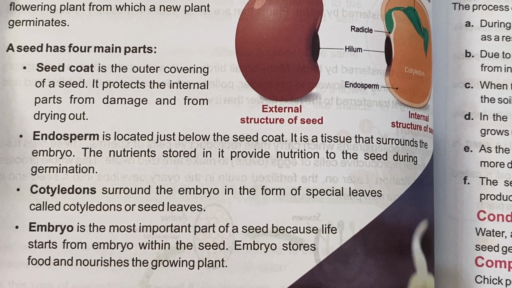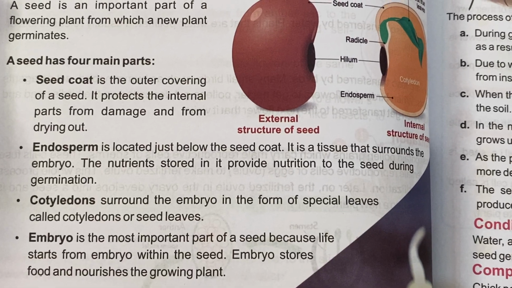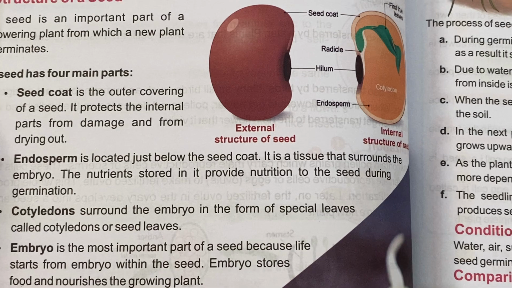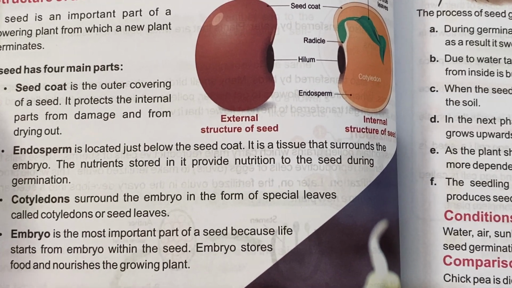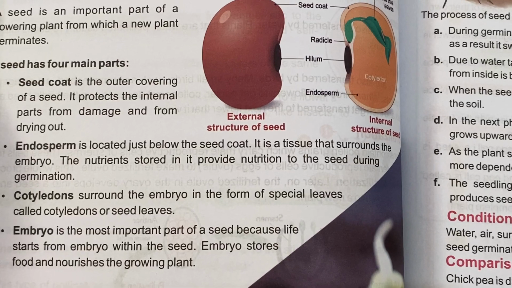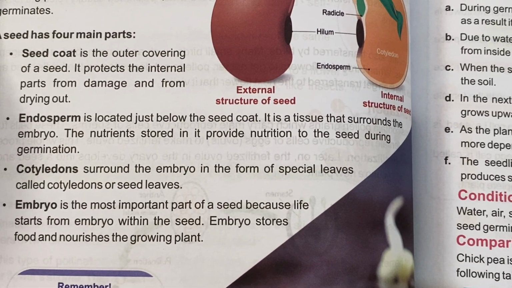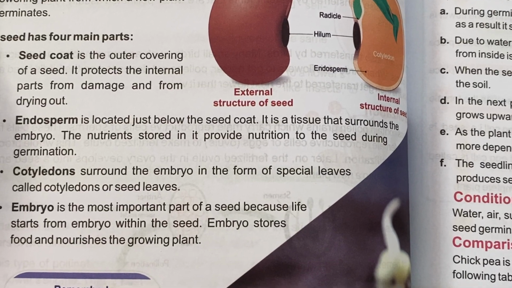Seed coat is the outer covering of a seed. It protects the internal part from damage and from drying out. Endosperm is located just below the seed coat. It is a tissue that surrounds the embryo. The nutrients stored in it provide nutrition to the seed during germination.